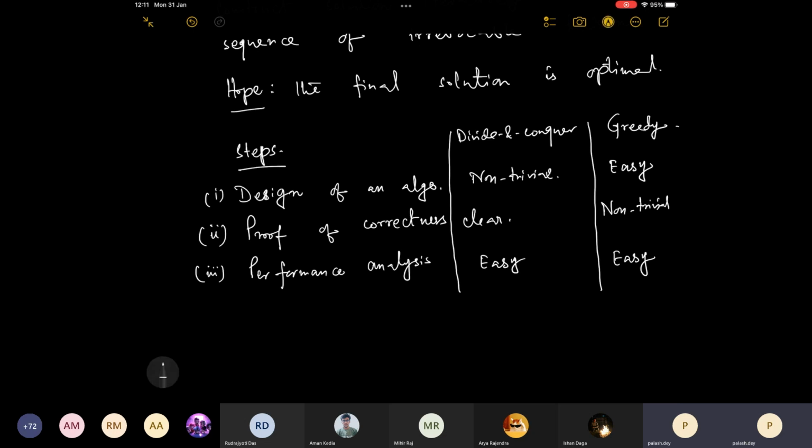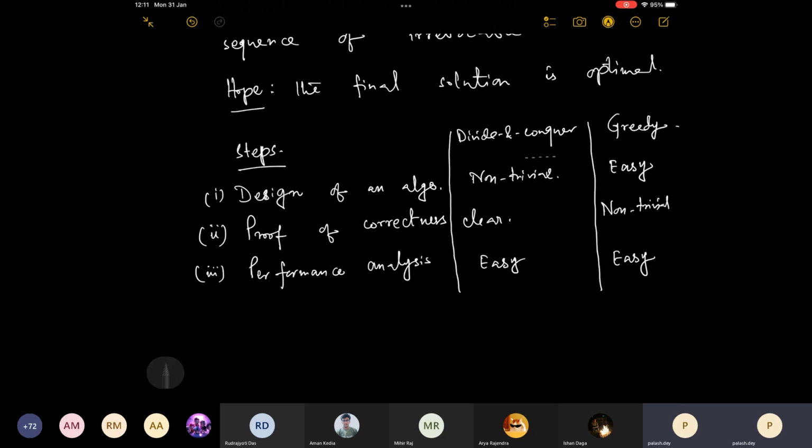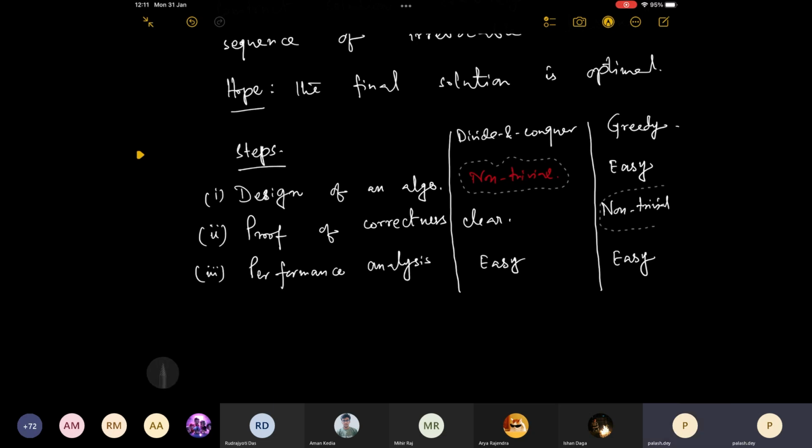And what makes our life both interesting and difficult is that most greedy algorithms are not correct. They look correct, but they are not correct. We'll see examples.